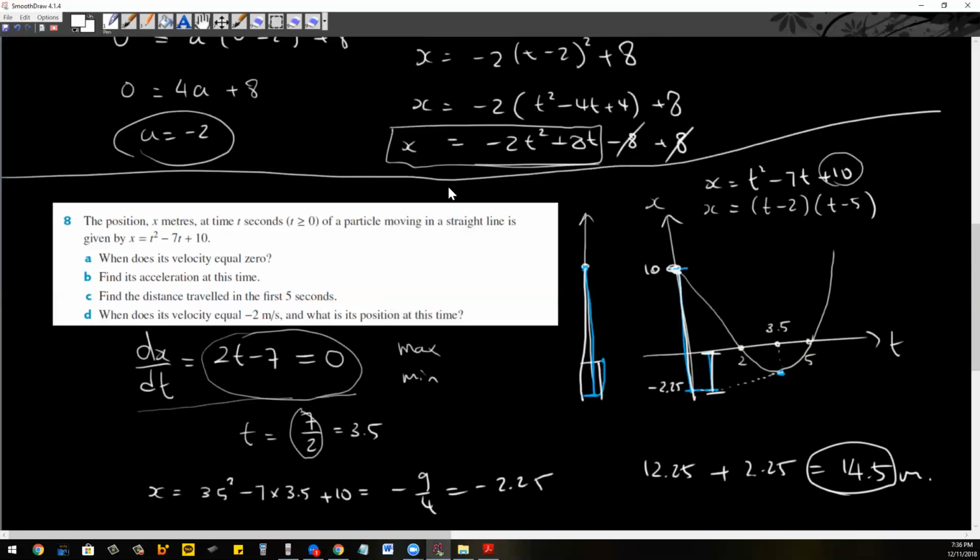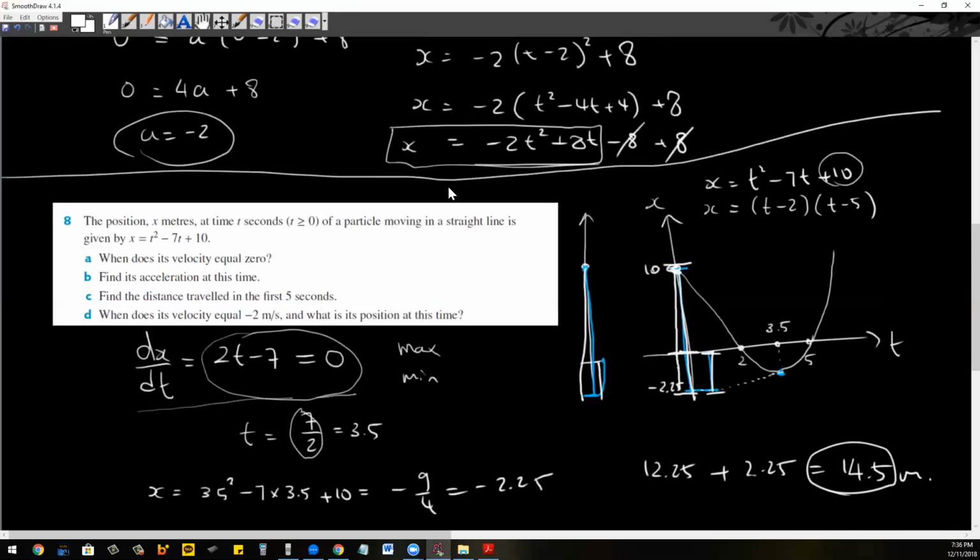Wait, where did you get the 12.25 from again? That's 10 here. So you see from here to here is 10. And from here to here is 2.25. So why can't you just sub 3.5 seconds back into the original equation?